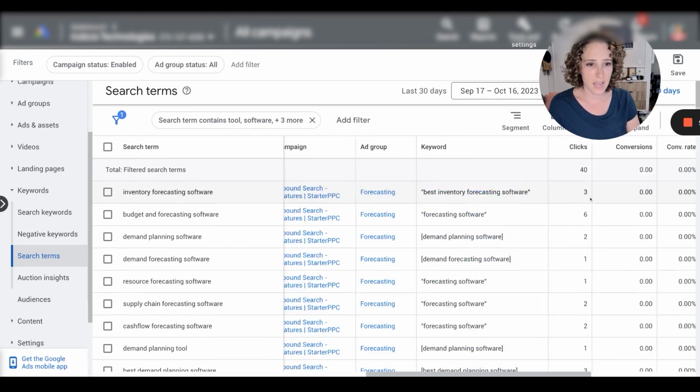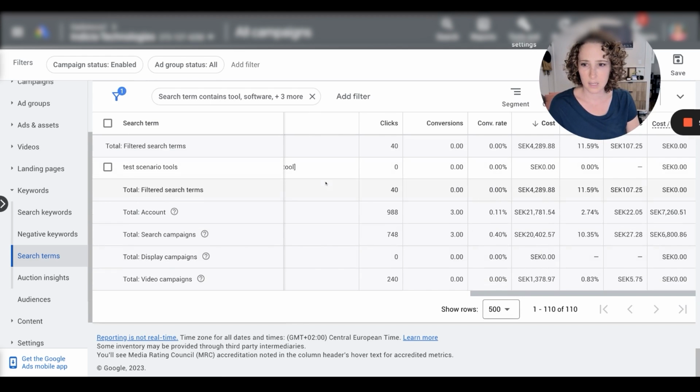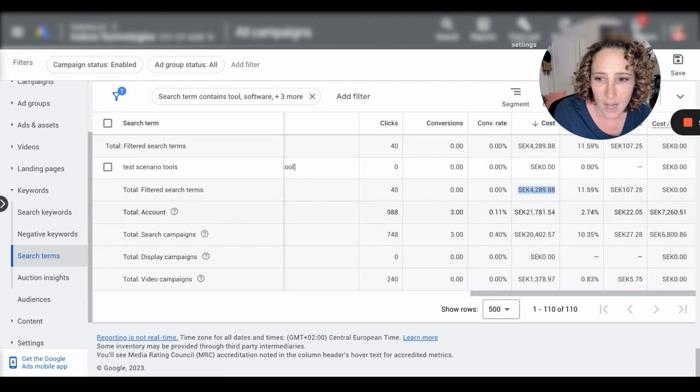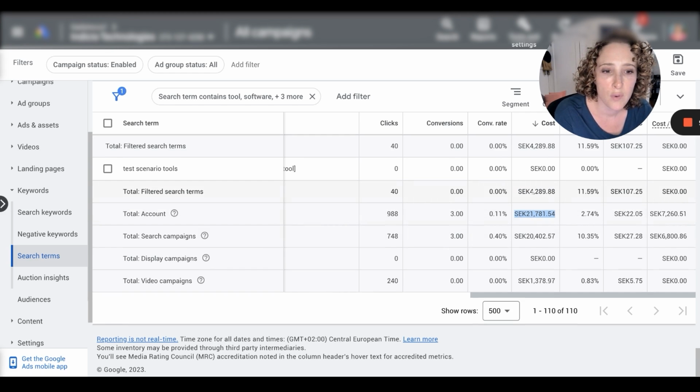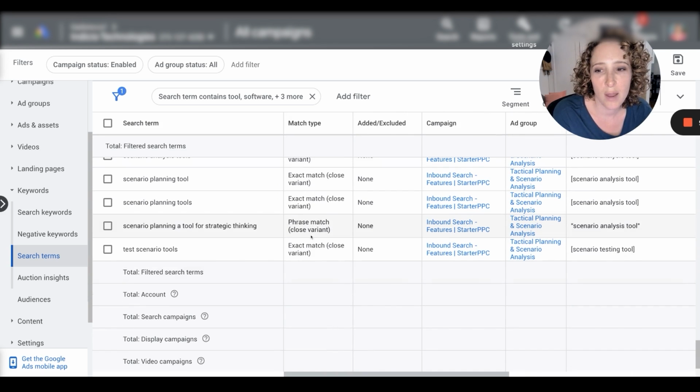And over the past 30 days, we spent 4,000 SEK out of a total account 21,000. Okay, so about 1/4 of our budget. 4,000 SEK on bottom of funnel search terms. And I'm not even sure that all of these are super hyper relevant.